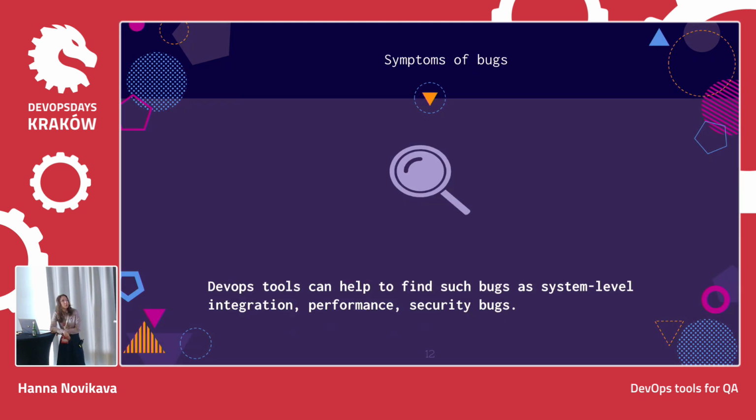And symptoms of bugs. Well, a QA engineer can find a problem, can find a bug, and write in the task that "I push the button and nothing happened, please fix." But with such a description of the bug, it will be difficult to fix this bug, to create a great product, because developers and DevOps engineers will spend a lot of time to find it, to reproduce it.